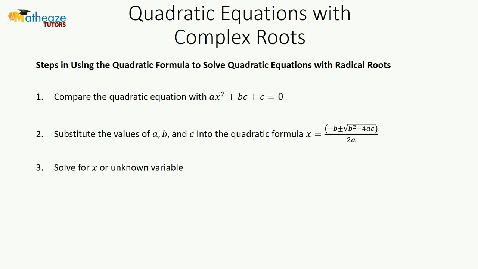So let's look at how we're going to use the quadratic formula. First of all, we compare the quadratic equation with the standard form, which is ax squared plus bx plus c equal to 0. We substitute the values of a, b, and c into the quadratic formula. x equal to negative b plus or minus square root of b squared minus 4ac all divided by 2a. And we solve for x, or the unknown variable.